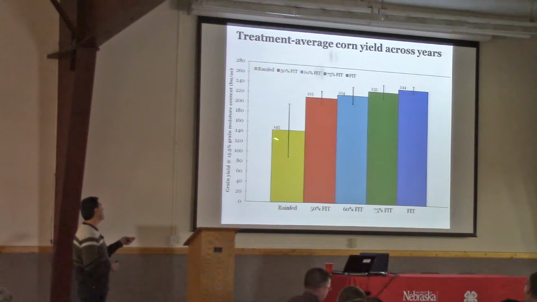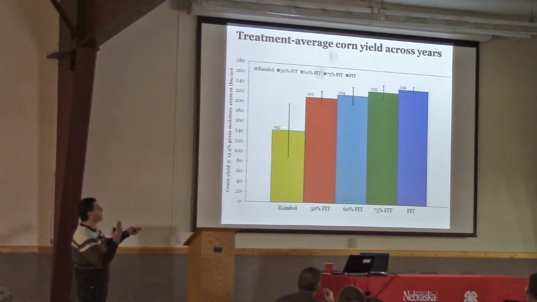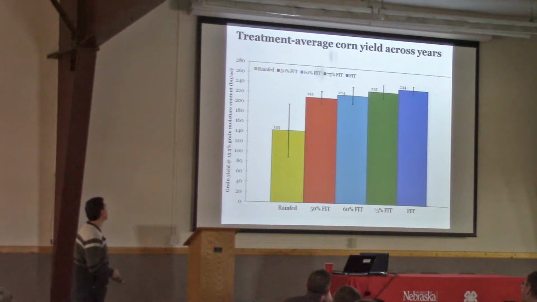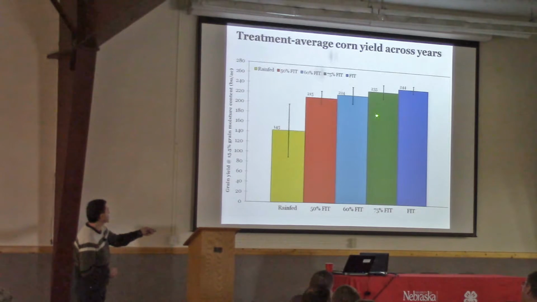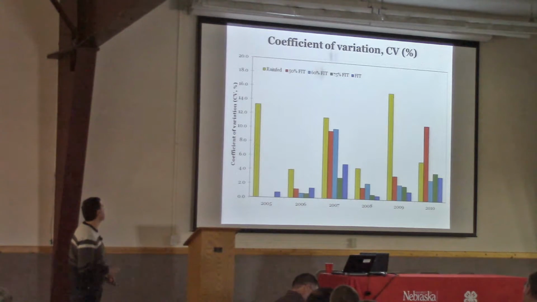So that rain-fed yield can be 145 on average, 6-year average, but it can be, let's see, this is 140, 60, so it can be 205 bushel per acre, or it can be 85 bushel per acre. But on long-term average, it's 145. You can see the 75% and FIT, full irrigated, they are 9 bushel, 10 bushel difference. They are very close, but they are not the same.